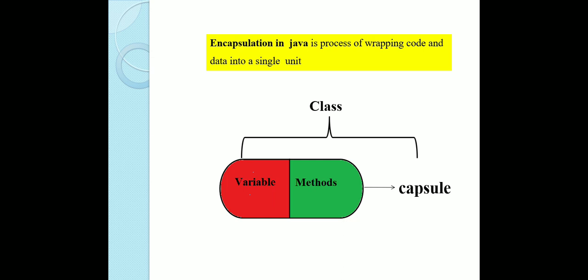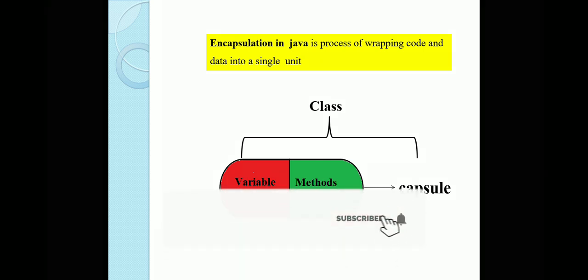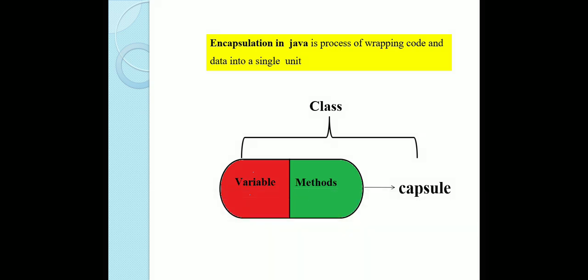Encapsulation in Java is the process of wrapping code and data into a single unit like a class. Here, variables and methods are stored in a proper manner through proper wrapping in a capsule. It means a class.